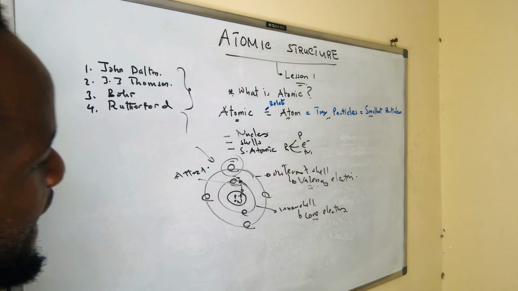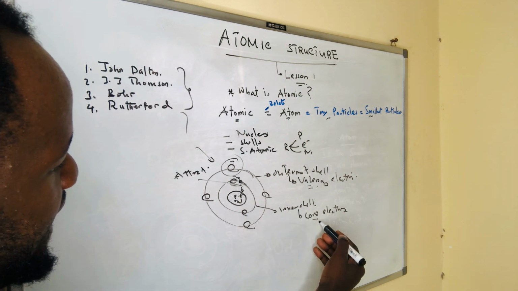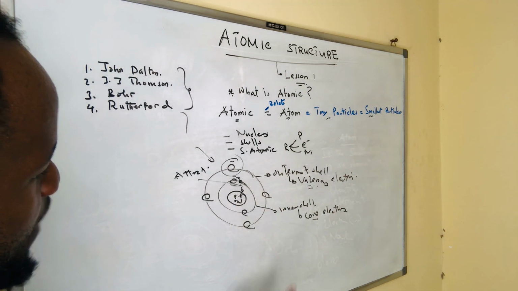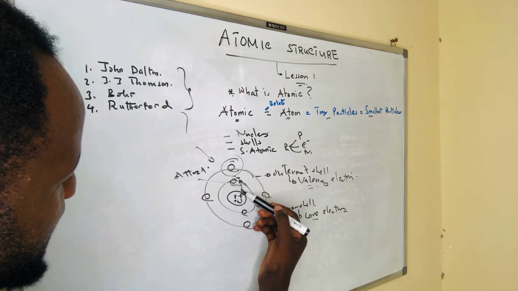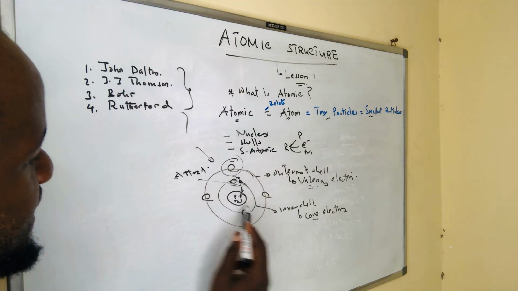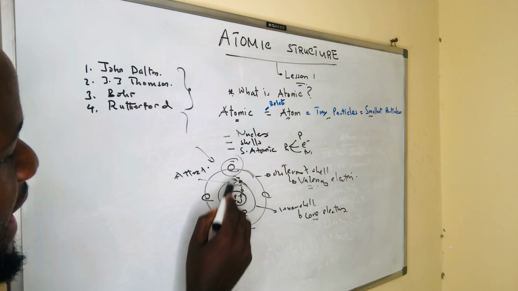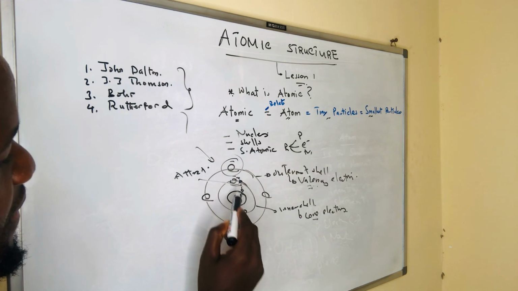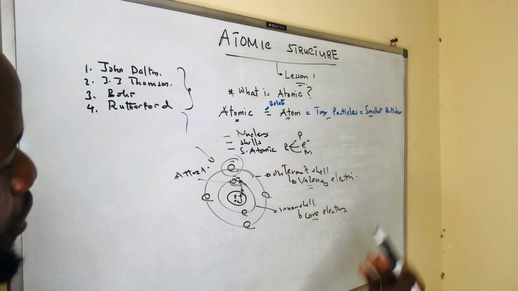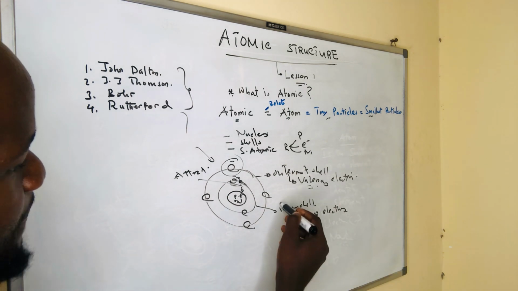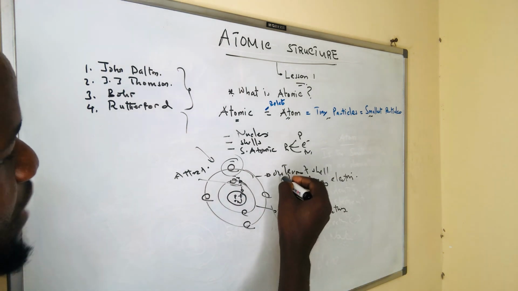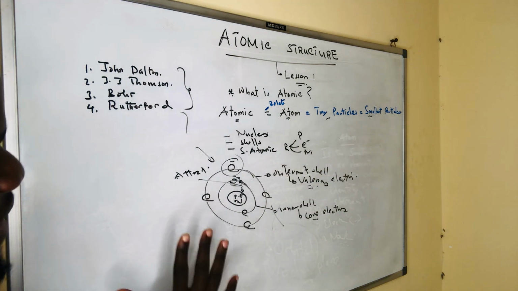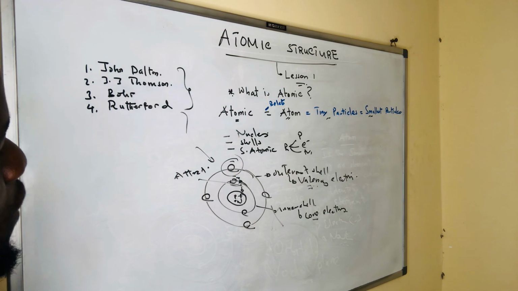Lakini electrons ambazo zinapatikana kwenye inner shell zenyewe huwa ni vigumu sana kuparticipate kwenye reaction kwa sababu kuna attraction kubwa sana between the positive nucleus and the electrons ambazo zinapatikana kwenye first shell. It is very hard for them to perform reaction. So tunaweza tukasema tu kwamba inner shell zenyewe haziparticipate kwenye reaction, but electrons ambazo zinapatikana kwenye outermost shell zenyewe huwa ndio zinaparticipate kwenye chemical reactions.